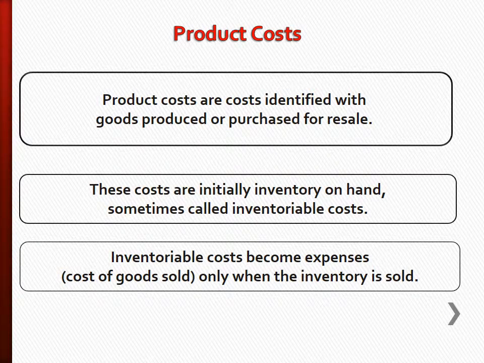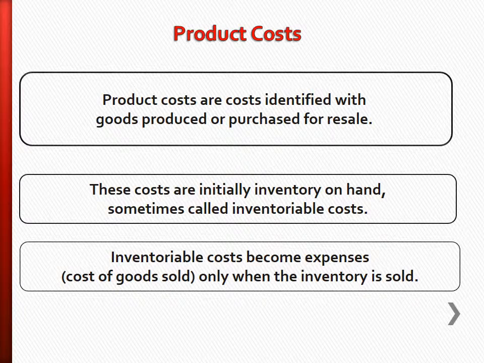Two final concepts I want to be sure that we all understand going forward. Product costs. Product costs are costs identified with goods produced or purchased for resale. So as we produce goods, we put them into finished goods inventory. They stay in the inventory until they're sold. These costs are initially inventoried on hand, sometimes called inventoriable cost.